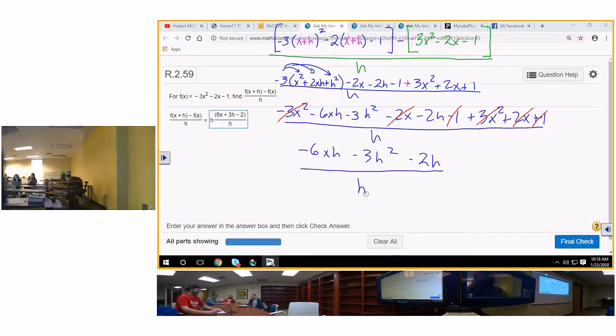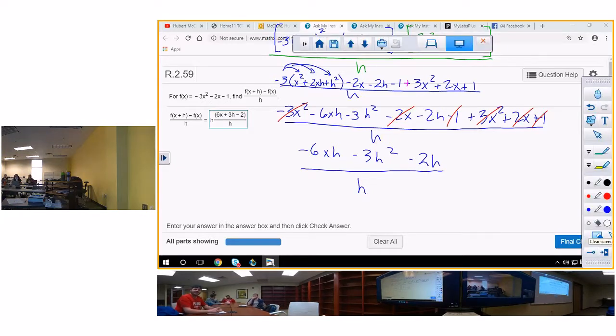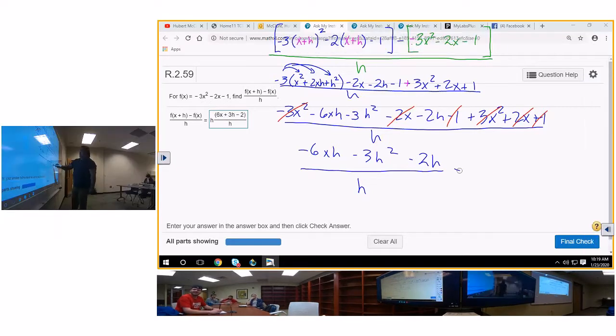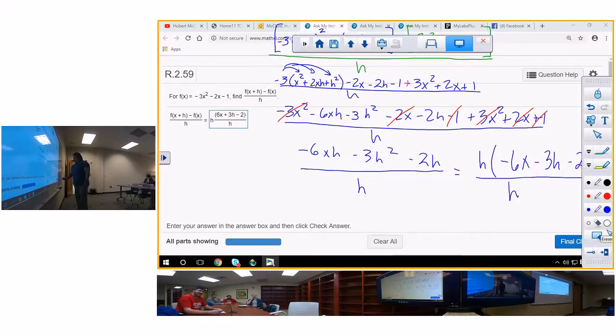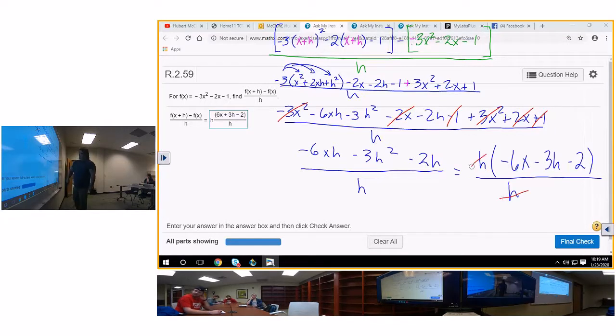Okay. So here we go. We're going to take that h and pull it out. And that's going to give us negative 6x minus 3h minus 2 over h. And then what happens to the h's? They cancel, and you're left with the answer: negative 6x minus 3h minus 2.